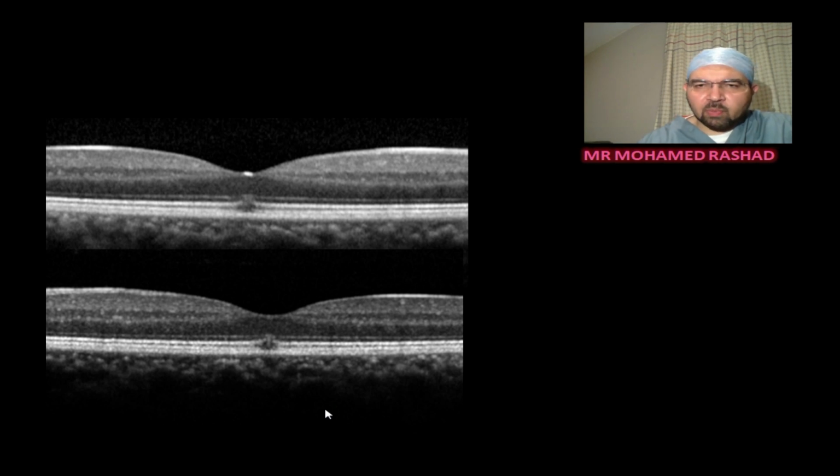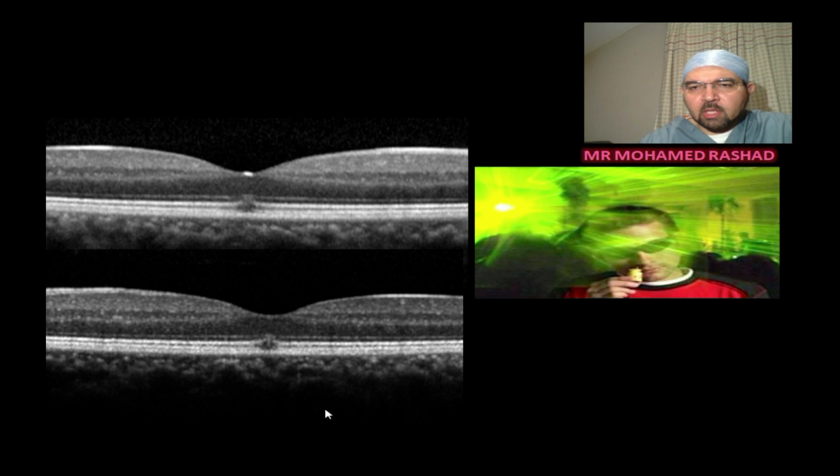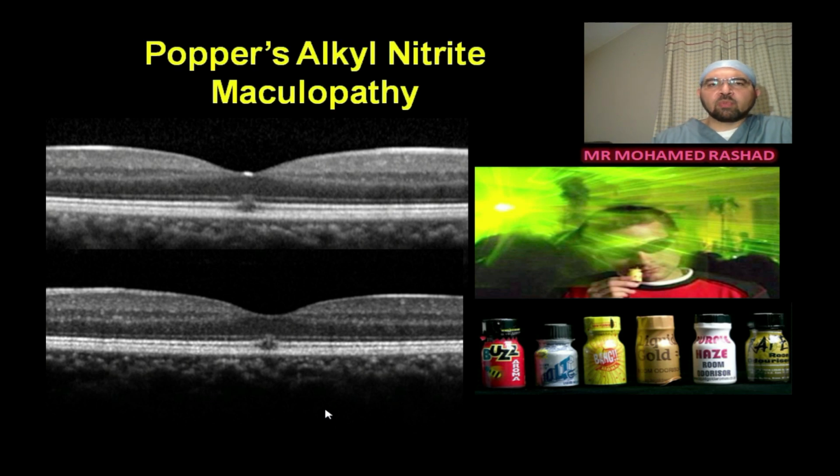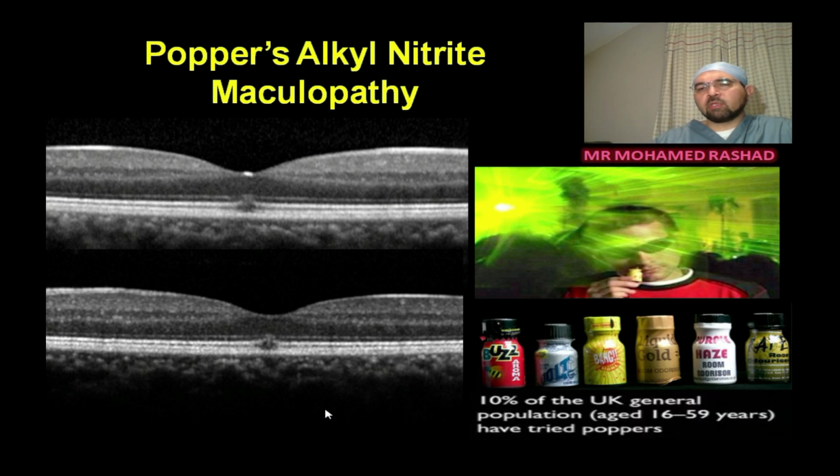This is a case of Popper's retinopathy. This is a kind of recreational drug that is very commonly used in the UK, and its composition is alkyl nitrite. It makes some changes in the photoreceptor layer, and it is actually reversible when they stop using poppers. About 10% of the UK general population aged 16 to 59 have tried these poppers, so you can find this in our clinics as well.